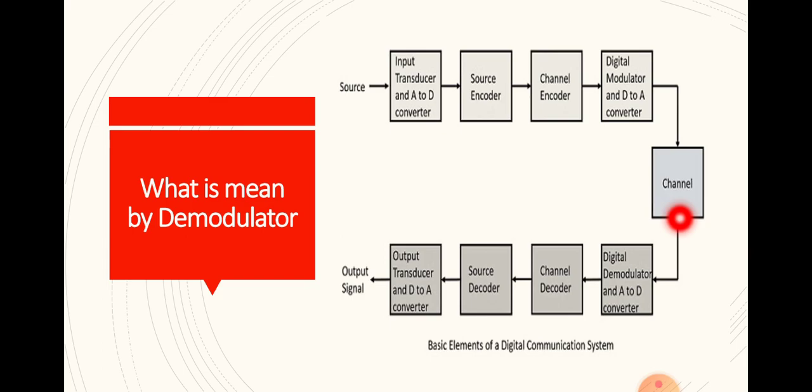A demodulator, again I am going to repeat, removes the carrier from the modulating signal and provides us the modulating signal in its original form. It is the exact reverse process of modulation.